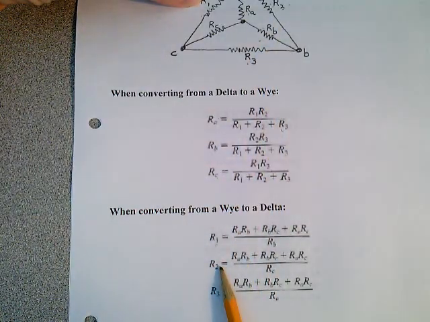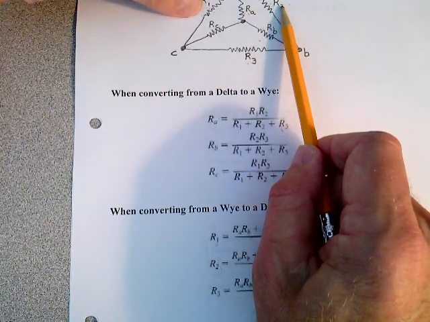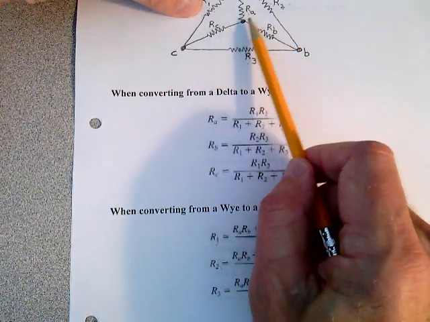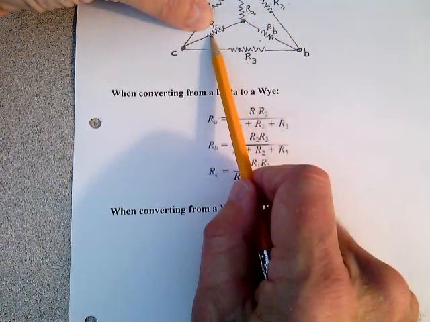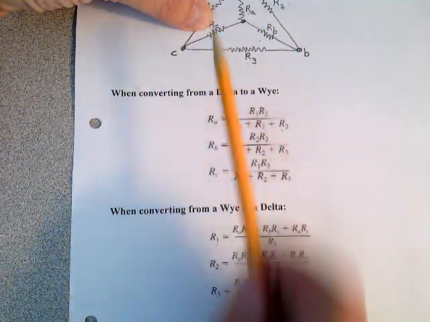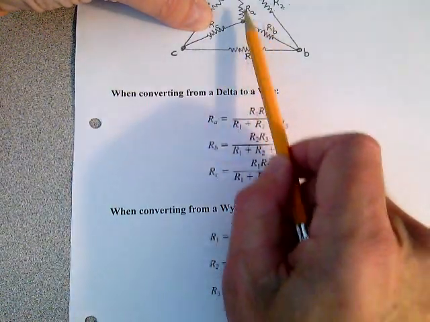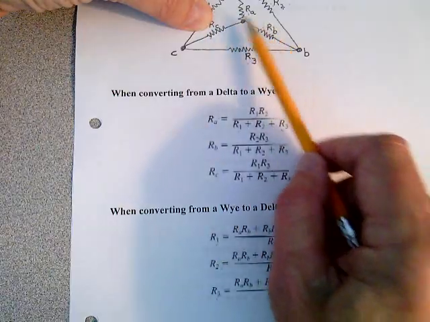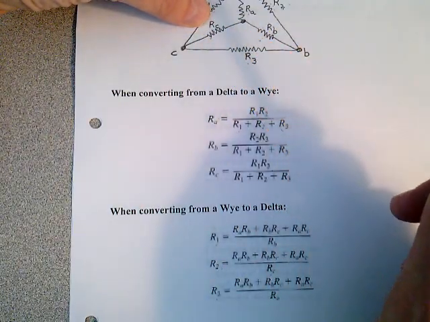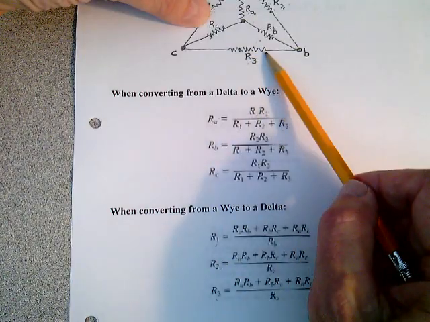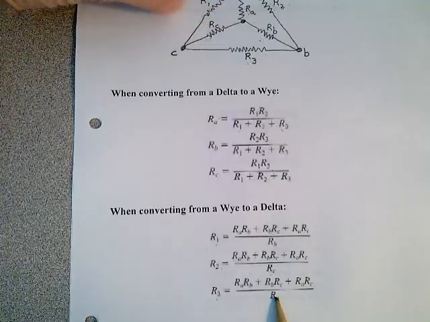So how do they get R2? Without even looking at the formula, how are you going to get R2? Well, it's the product of all these resistances again in the numerator, but you're dividing by RC, the opposite resistor. And how do you get R3? Don't even have to look at that. As long as you know it's the product of these Y resistors, and it's going to be divided by, don't forget, we're trying to get R3 now, it's going to be divided by RA, and that's what's in the denominator, RA.